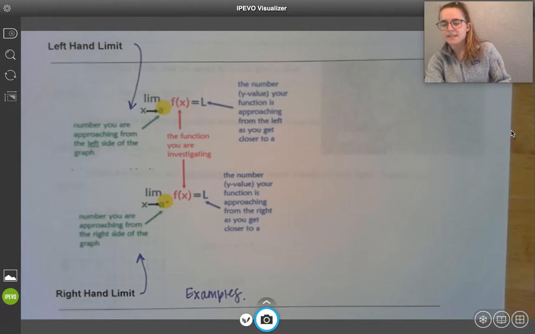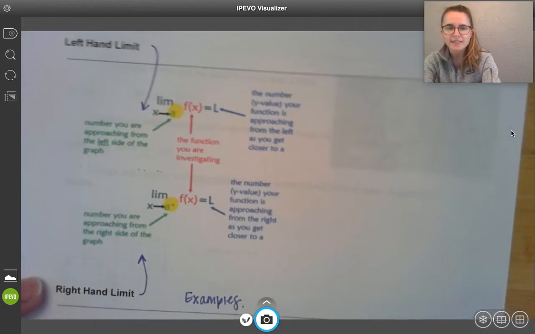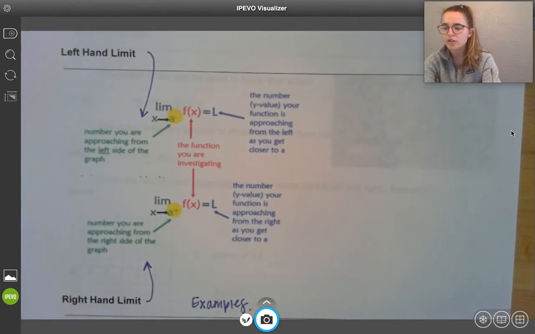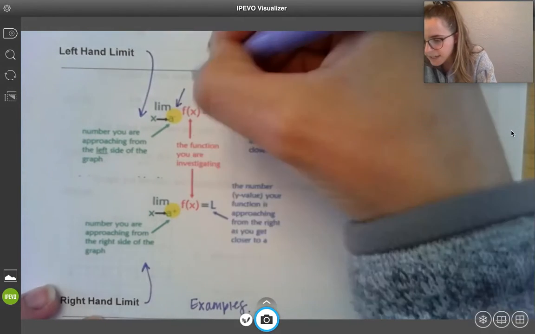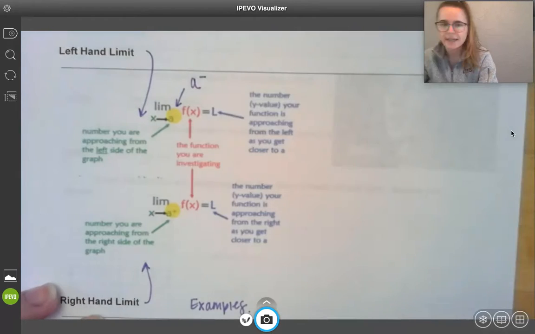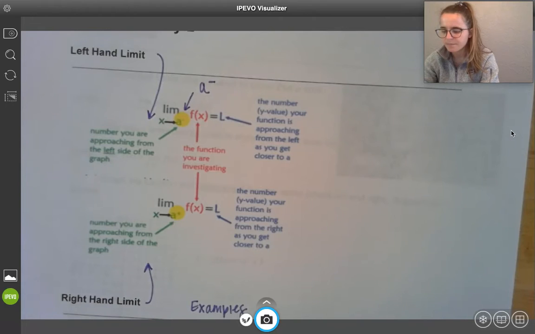There we go. So we have our left-hand limit and our right-hand limit. The left-hand limit is exactly how it sounds. It's the number that you're approaching from the left side of the graph, whatever it is. And you can barely see this, but this right here is an a minus, a to the minus, kind of like the, what's it called? We'll get back to that because I can't think of the name of it. But that is how we label that.